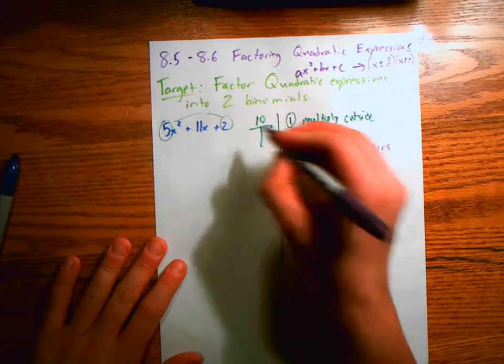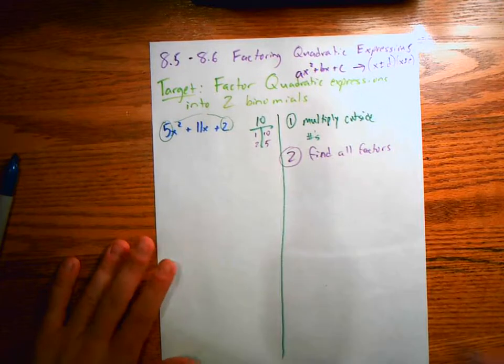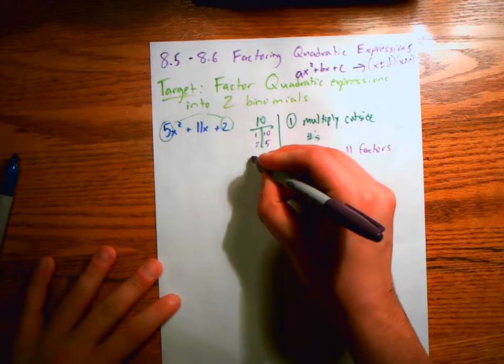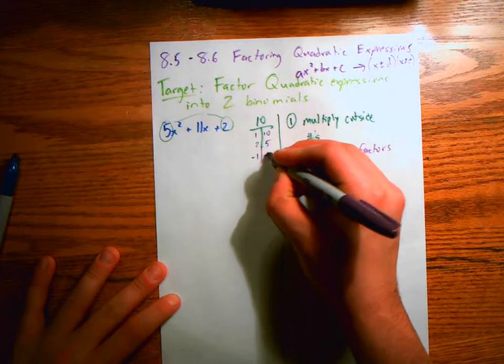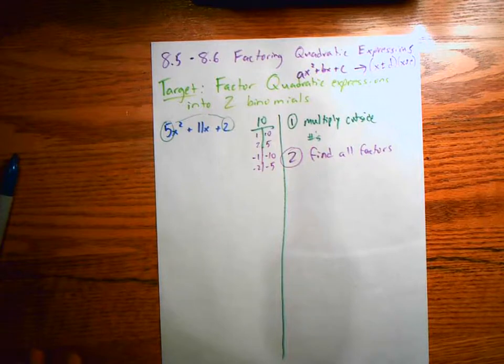So all the factors of 10 are 1 times 10, 2 times 5, and then we can even multiply two negative numbers together to equal a positive, and that's -1, -10, -2, and -5. So just because a number is positive, sometimes it may have positive and negative factors, and these are all of the factors of the positive number 10.